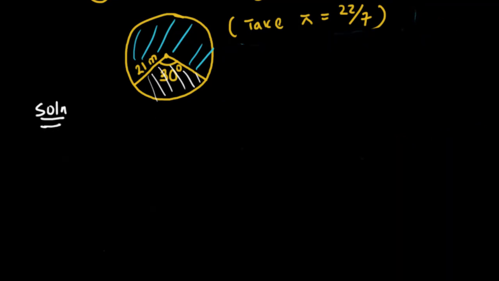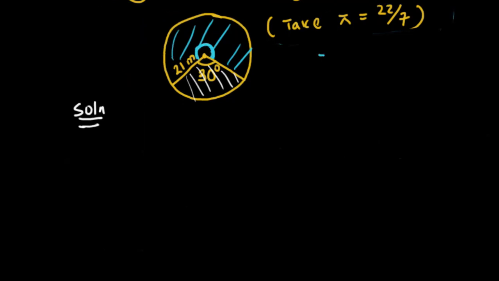Now that we are done with the area of the minor sector, let's find the area of the major sector. Now, the first thing we need to know is this angle here. Now remember, angles at a point sum up to 360 degrees. So if I know 30 degrees, it means that this angle here will be 360 minus 30. And 360 minus 30 should give me 330 degrees. So it means theta in this case is 330 degrees.